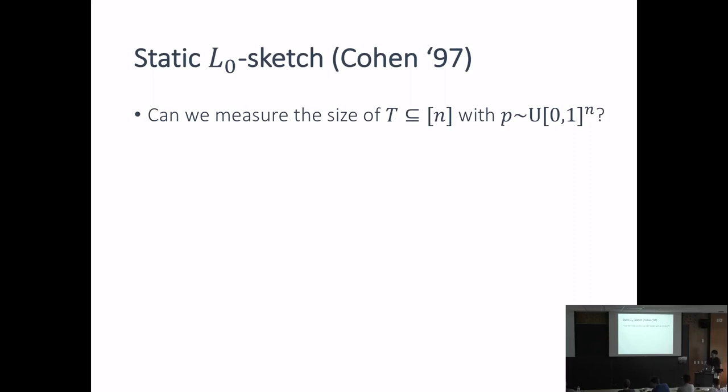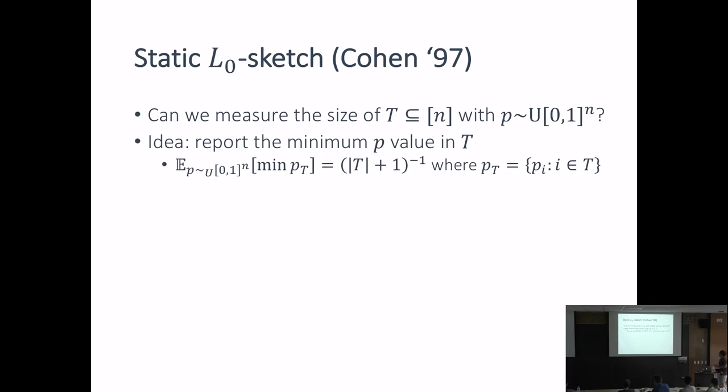Cohen asked a question: can we measure the size of a subset T with IID random variables distributed from 0 to 1? So say we have IID random variables P1 to PN. Can we measure the size of T? The answer is yes. The idea is that we can report the minimum p value in this set T. The expected value of this minimum value will be the inverse of the size of T plus 1.